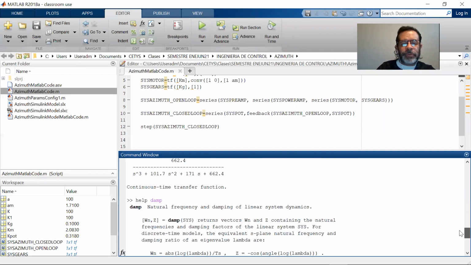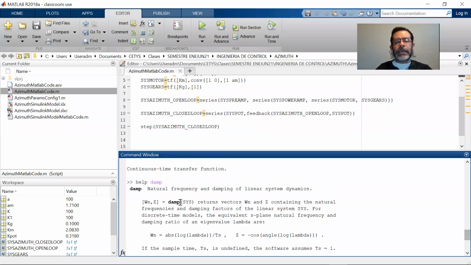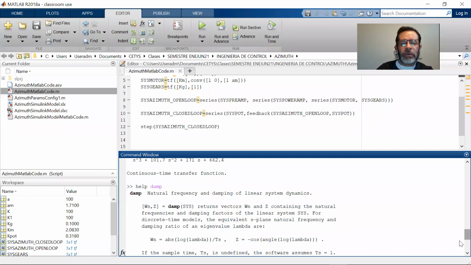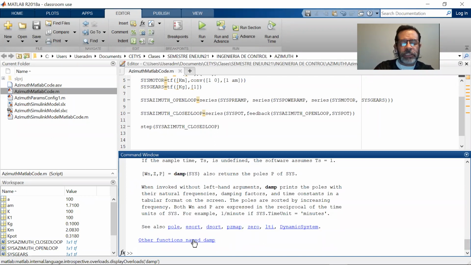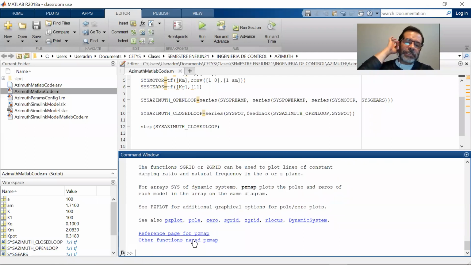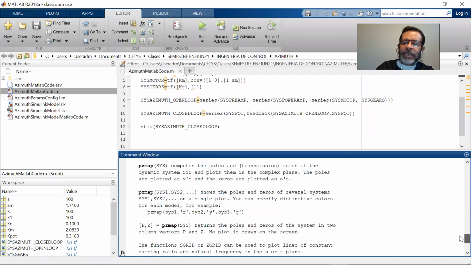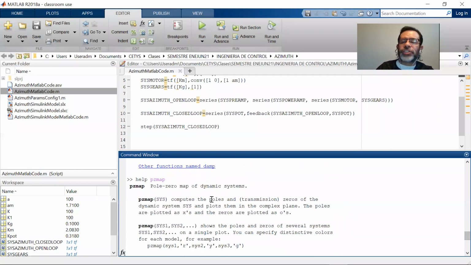And so what does the damp function do? Basically, the damp function is going to give me the damping ratio of a transfer function according to a step input. Just a damping ratio, I'm sorry. And I'm going to use another expression also that's called pzmap. Now, what does pzmap do? It gives me the pole zero map for the system. So it's basically going to tell me where the poles and zeros are.